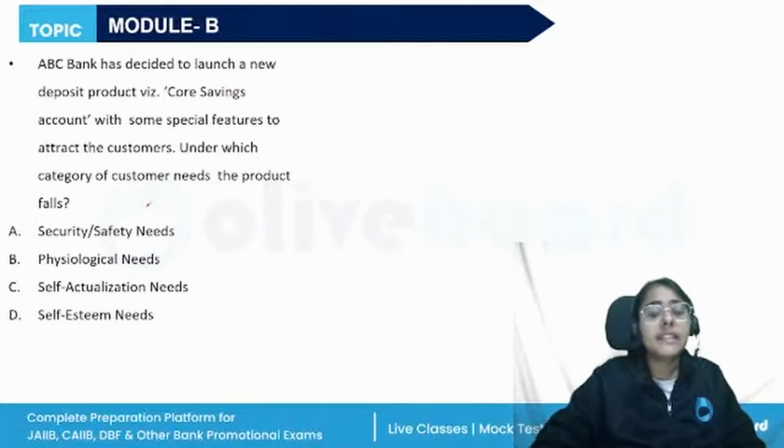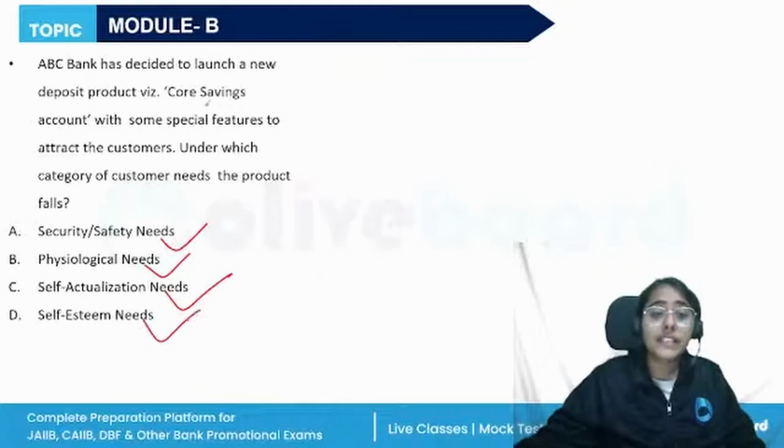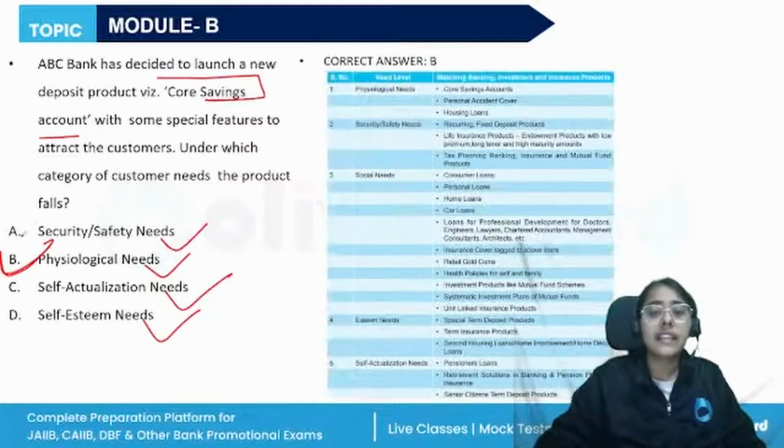Then ABC Bank has decided to launch a new deposit product, Core Savings Account, with some special features to attract the customers. Under which category of the customer need the product falls? So this again we are talking about the Maslow's hierarchy, when we apply the levels of Maslow hierarchy to the bank products. So the core savings account, whether it will come in the security or safety needs, or in the physiological needs, self-actualization or self-esteem. So, as the name suggests, it is a core savings account, it is a basic savings account. So, it will come under the physiological or the basic level needs.